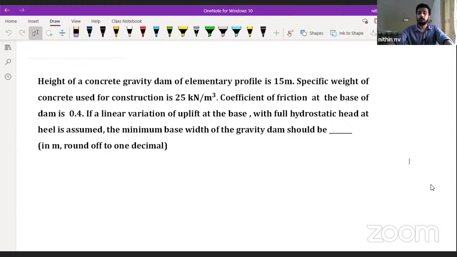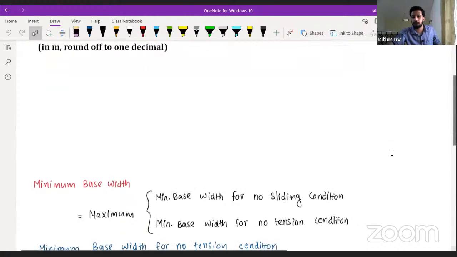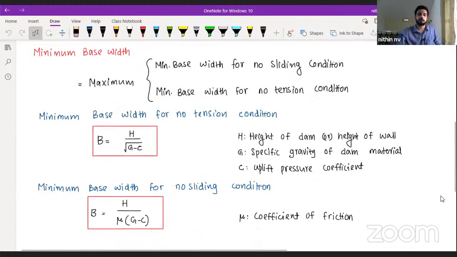Yes, very good. Now see, before going into the question, I'm just showing you some equation. If you want, you can take some screenshot or later I can give you a PDF, don't worry. The minimum base width of an elementary profile. Elementary profile is very important. What do you mean by elementary profile?